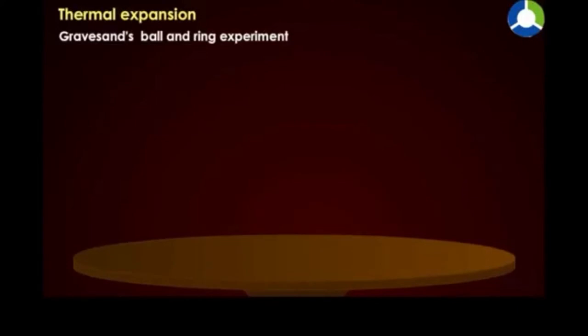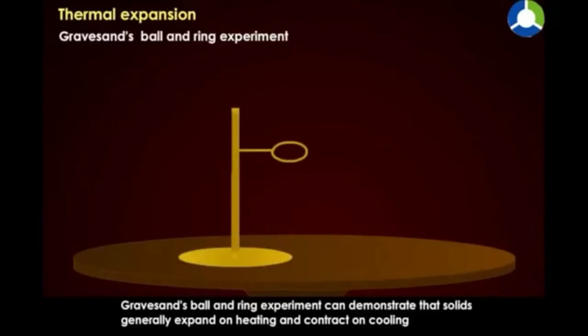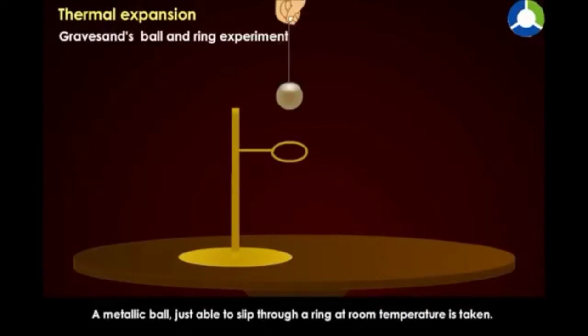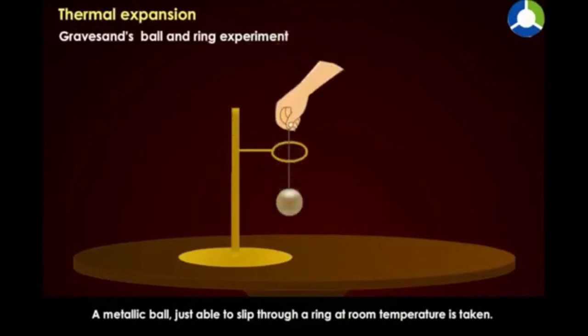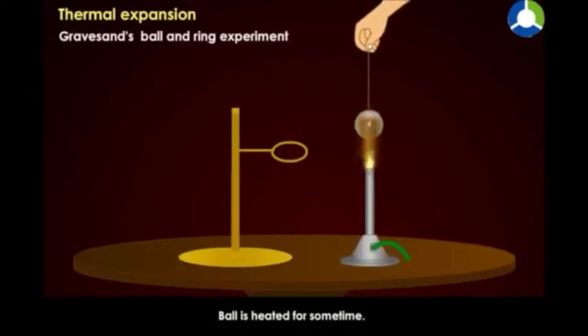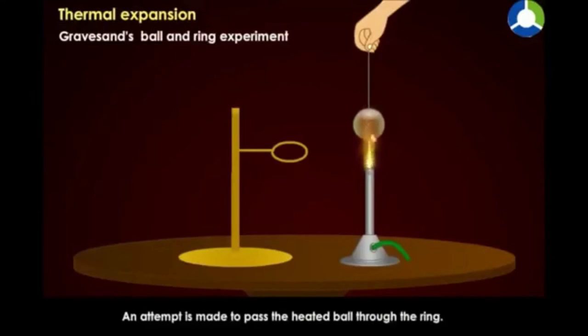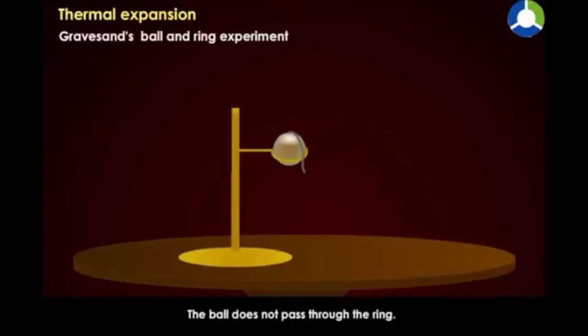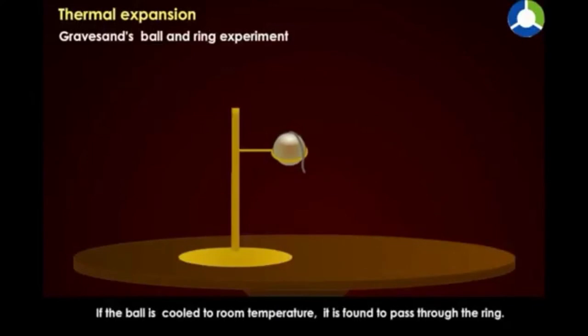Gravesand's ball and ring experiment can demonstrate that solids generally expand on heating and contract on cooling. A metallic ball just able to slip through a ring at room temperature is taken. The ball is heated for some time. An attempt is made to pass the heated ball through the ring. The ball does not pass through the ring. If the ball is cooled to room temperature, it is found to pass through the ring.